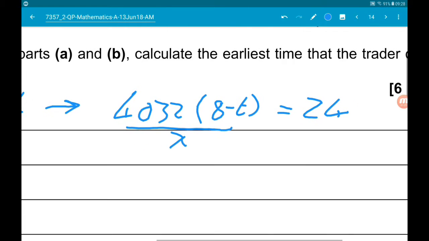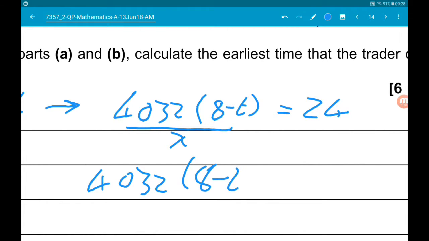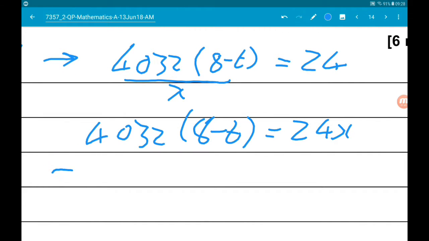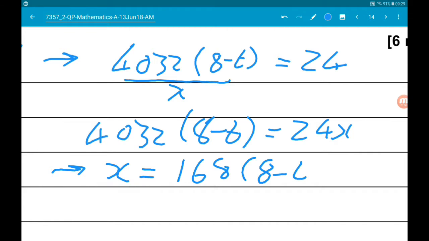Multiply through by the x, 4032 times 8 minus t is equal to 24x. Now we can get x on its own here. Divide through by 24, and we get x is 168 times 8 minus t.